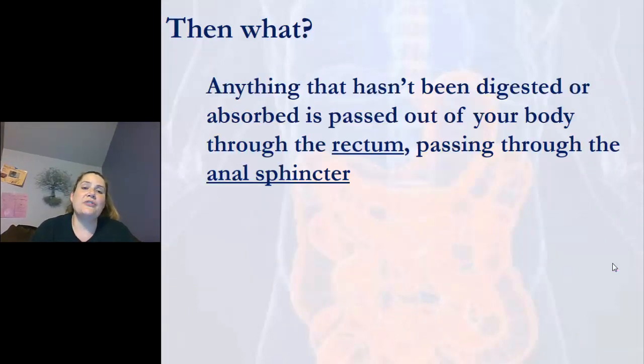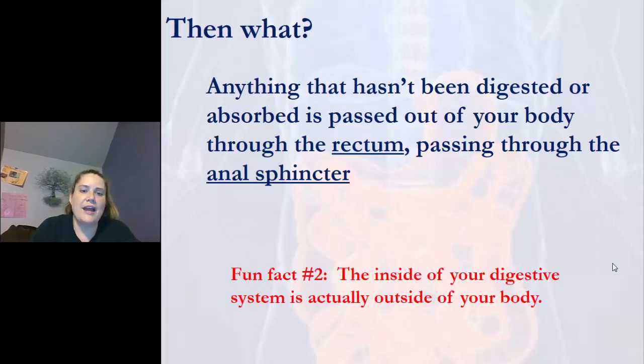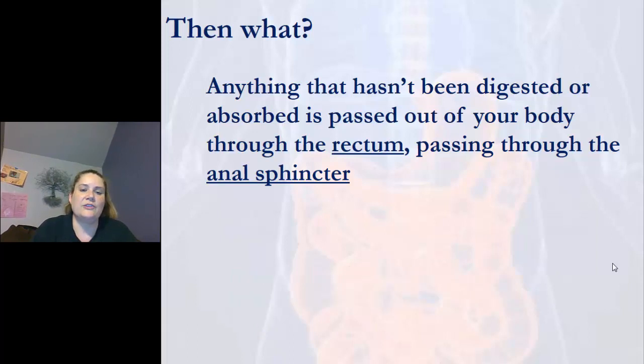Okay, so then what? Anything that hasn't been digested or absorbed is passed out of your body through the rectum, and it passes through the anal sphincter. Sorry, I thought I had a picture of a rectum and an anal sphincter for you. I don't know, who knew? That would have been a great picture, but I guess I don't have one. Anyway, so the rectum is the very end part after your large intestine, and then there's another sphincter that goes to the outside of your body that passes everything out.